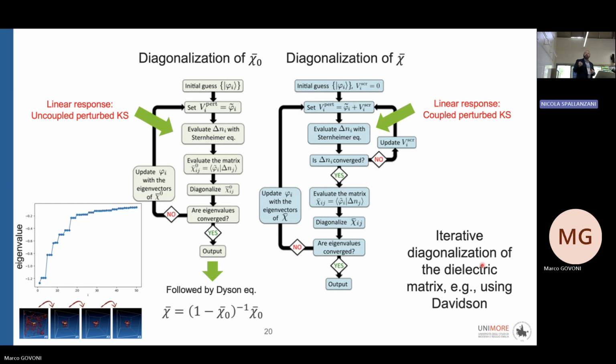So what are we doing here? We are using a Davidson algorithm to diagonalize the dielectric matrix. This is the same algorithm that you use all the time when you solve DFT, because you use Davidson to find the most important eigenvalues and eigenvectors of the Kohn-Sham Hamiltonian. So in a way, this becomes more similar to DFT because you would have to diagonalize iteratively a matrix. Now the matrix is the response of the system.